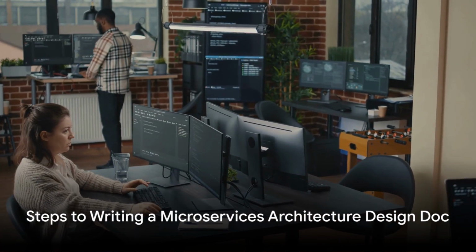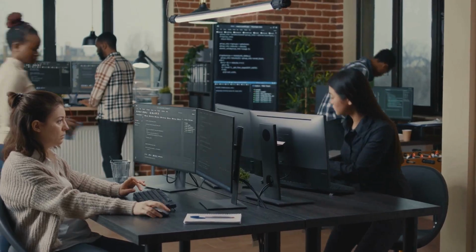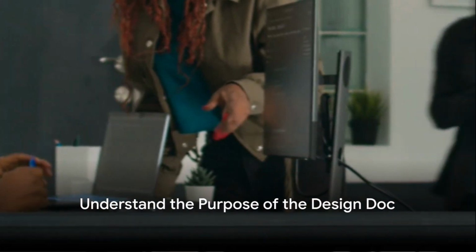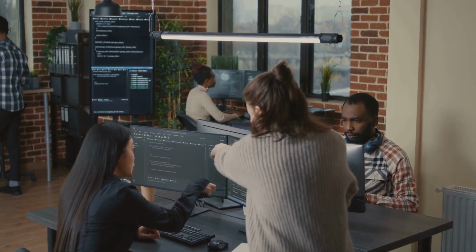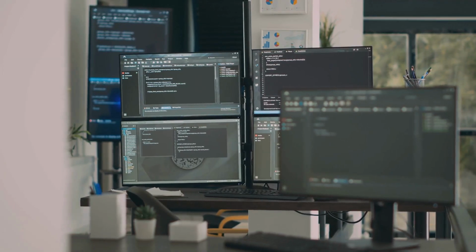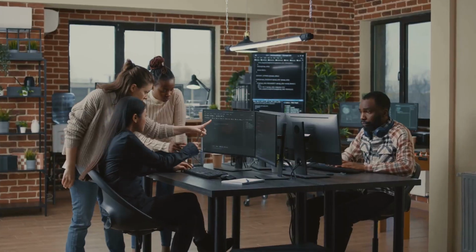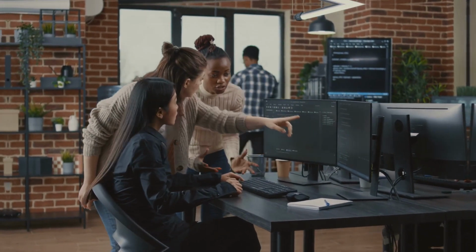So, how does one go about writing such a document? Follow these clear, easy-to-follow steps. First and foremost, understand the purpose of your design doc. It's not just a technical roadmap, but a communication tool that outlines your vision, goals, and the benefits of adopting a microservices architecture. It's the beacon that keeps the entire development team aligned and informed.